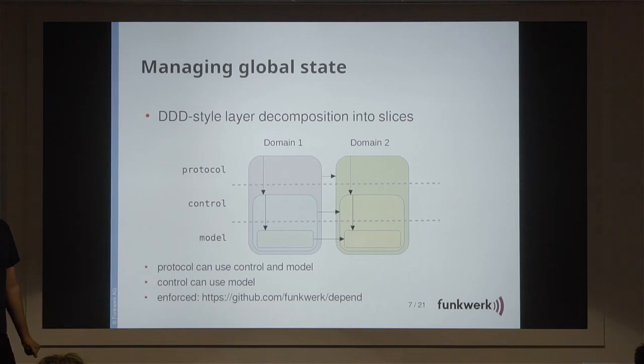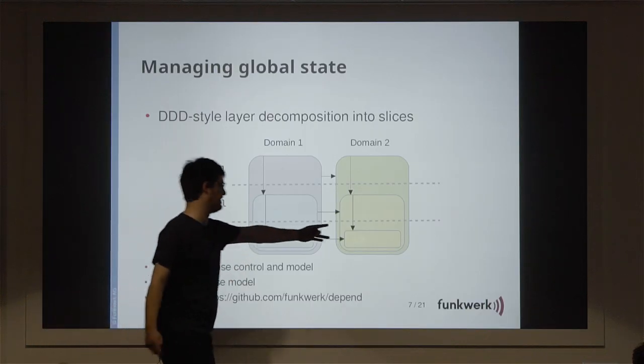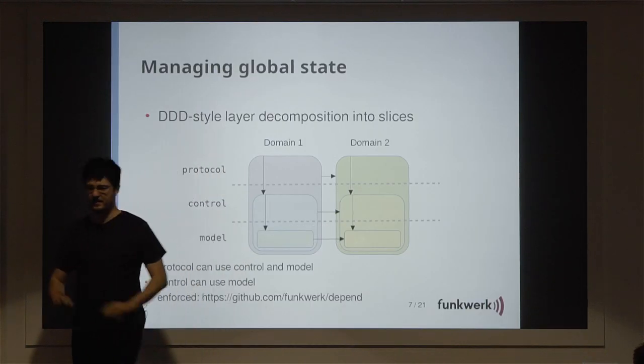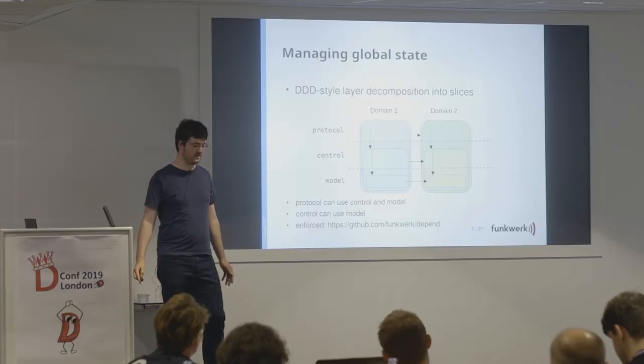And furthermore, when you're talking between domains, we don't have that completely internally, but usually you only want data flow in one direction. Basically, when you're looking at this area of code down here, when you're looking at model, you don't want to have to think about anything else. You don't want it to be possible to think about control. You don't want it to be possible to think about protocol. So this is actually hard enforced in our system.